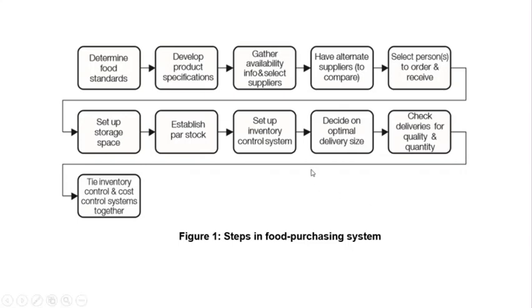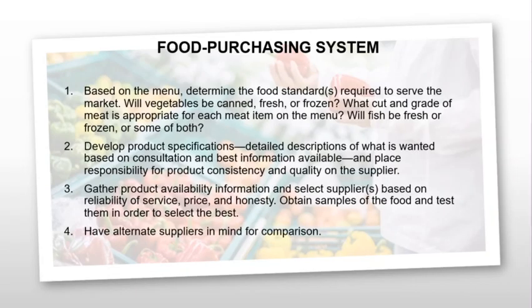Okay, you boleh tengok kat sini kan. Boleh tengok kat sini. Kita akan pergi ke next slide lah for the detailed explanation. Okay. Then, for the first one, it is based on the menu. The first step is to determine the food standard. Okay, this is very important because when you have the food standard, you know how to serve the market.